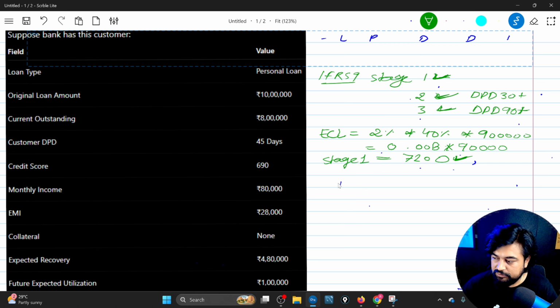Now we talk about stage 2. In stage 2, the condition changes, right? The conditions are 30 plus DPD, score deterioration has happened and high utilization has increased. Now IFRS 9 uses lifetime PD calculation. So this was the assumption-based PD which we calculated. Now for calculating the stage 2 PD, how do you calculate PD changes?